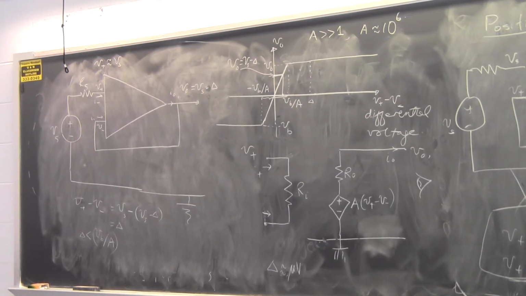I think there's another way to prove this. Yeah, how would you prove it? So we can use that diagram which you have right there. Yes. Using the resistors and the expression. So now we know that R naught is very small. Okay. So which means that V naught will almost be equal to A times V plus minus V minus, right?